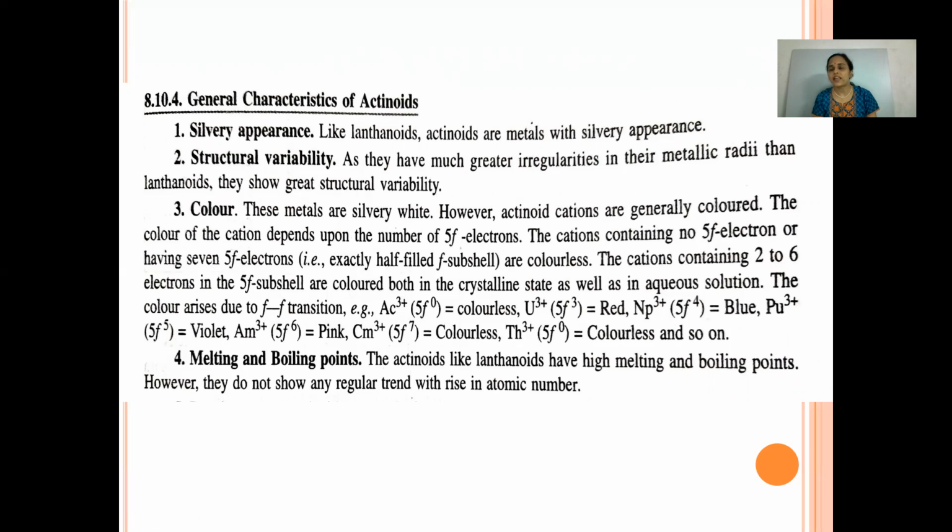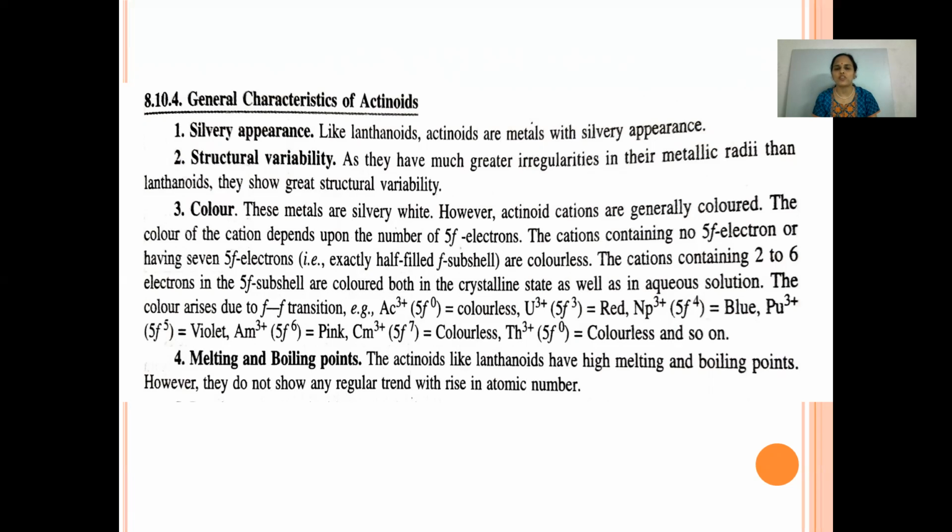However, actinoid cations are generally colored. The color of the cation depends upon the number of 5f electrons. The cations containing no 5f electron or having 7 5f electrons, that is exactly half filled f subshell, are colorless. The cations containing 2 to 6 electrons in the 5f subshell are colored both in crystalline as well as in aqueous solutions. The color arises due to f-f transition.